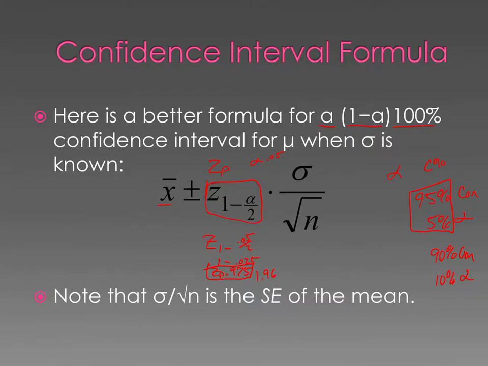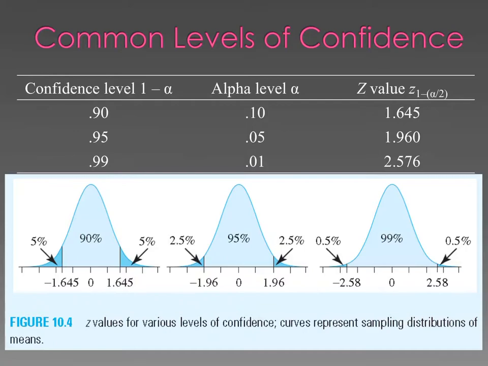One of those things, I think it'll just make your life easier. It happens all the time because we use alpha at 0.05 a lot. One of those numbers you might want to commit to memory. So moving back to the formula, x bar plus or minus z of subscript 1 minus alpha over 2 times the standard deviation or sigma divided by the square root of n. This is also known as the standard error of x bar. Note that sigma over square root of n is the standard error of the mean, like I just said.